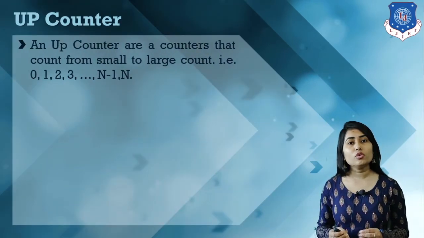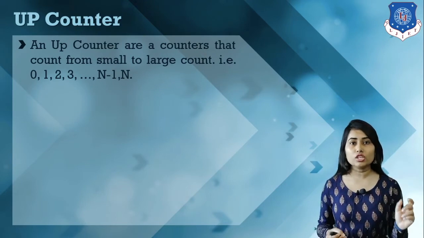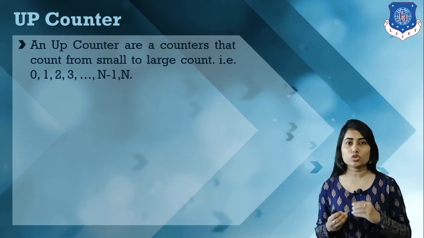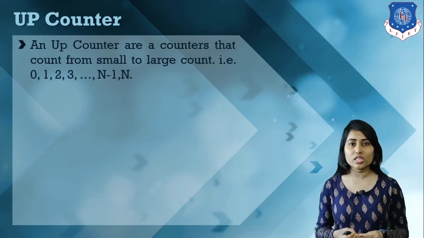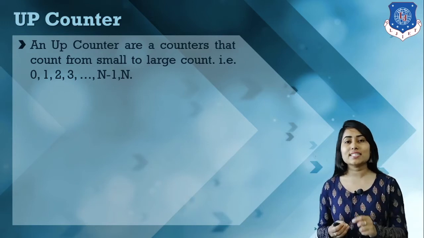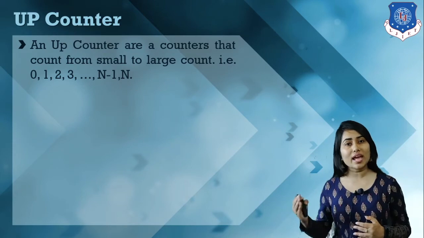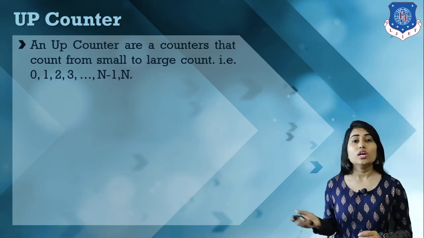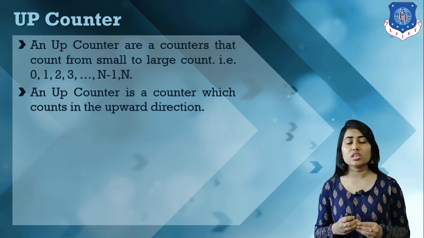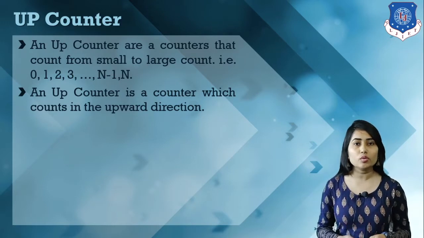Next we have the up counter. Up counter means a counter which counts values from small to large, that means 0, 1, 2, 3, then up to n. Okay, so this is how the up counter counts in an upward direction, that's why it is known as an up counter.